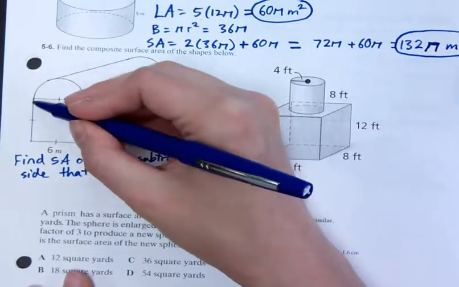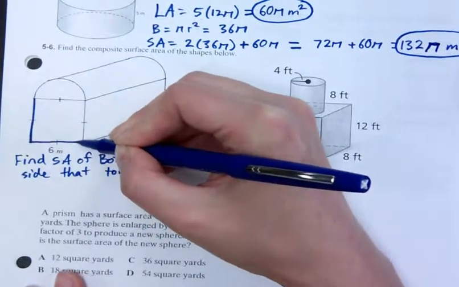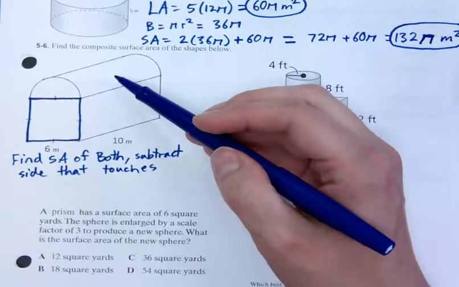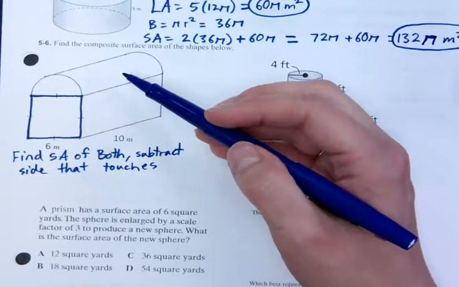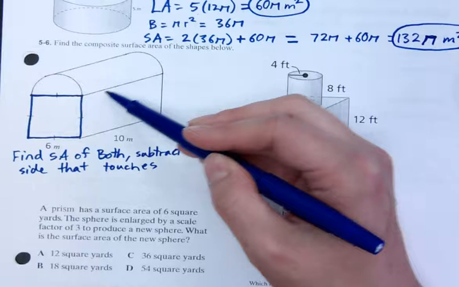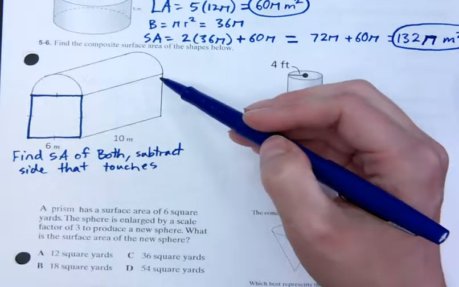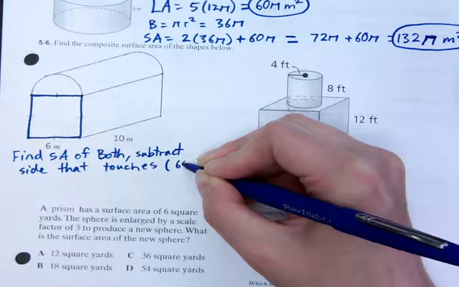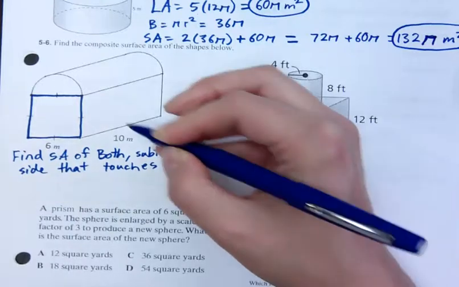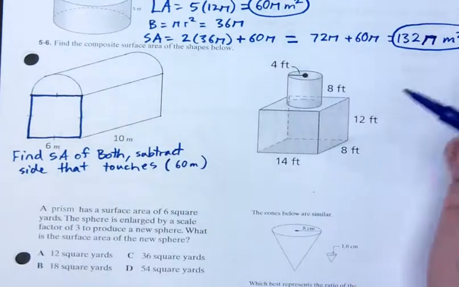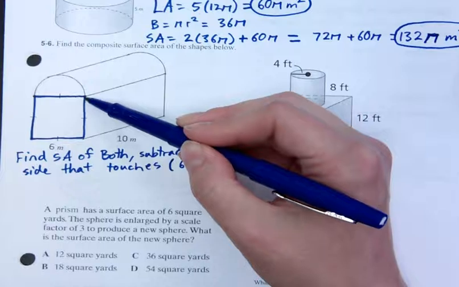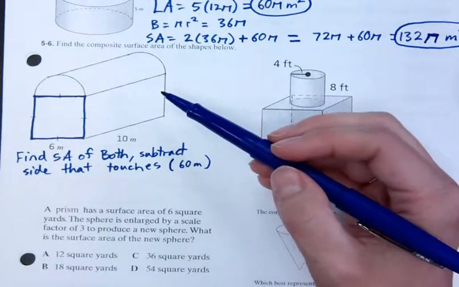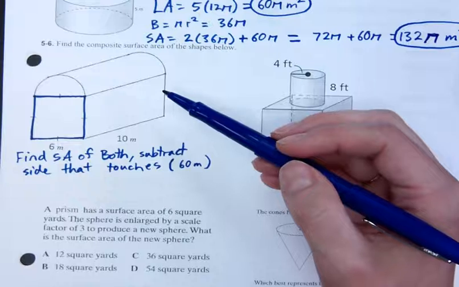Okay, so when I find the area of this square prism, which side of this square prism is touching this half cylinder on top? So what's that top side going to measure? 6. So I'm going to subtract 60 meters at the end because that side, once I plugged it into the formula, that side's not actually surface. It's up against the cylinder. Did you guys understand that one?